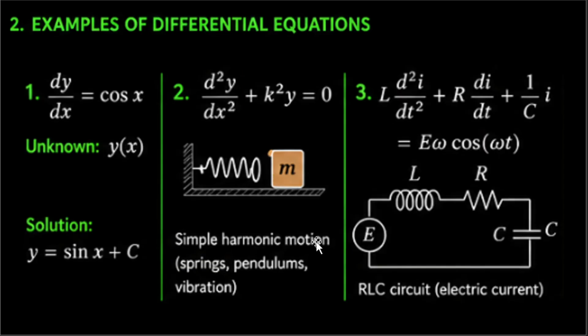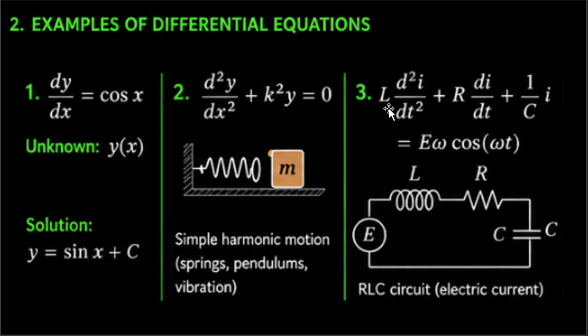Here we have a spring and a mass. This is just a simple harmonic motion, as for springs, pendulums, and vibration. This is now the differential equation of this simple harmonic motion: the second derivative of y in terms of x plus k squared y is equal to 0, where k squared here is the spring constant.